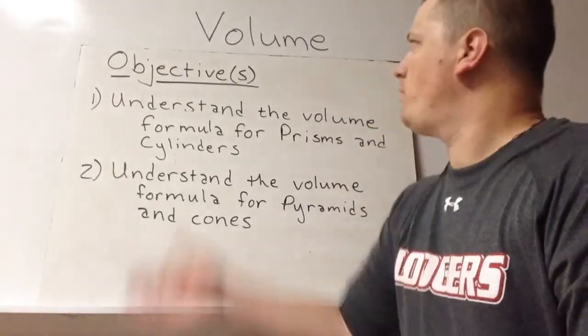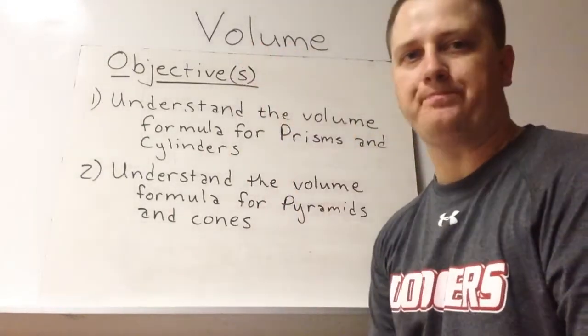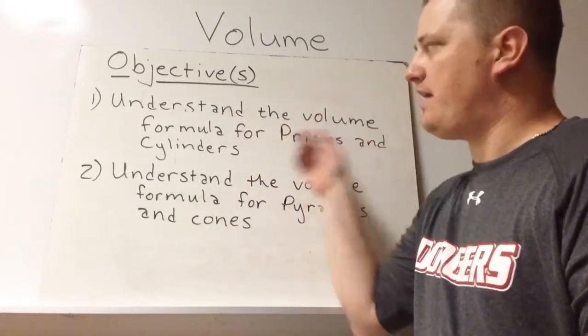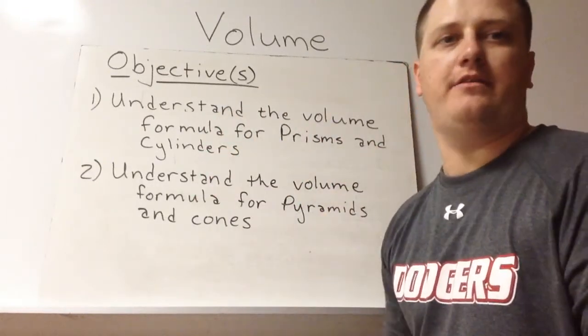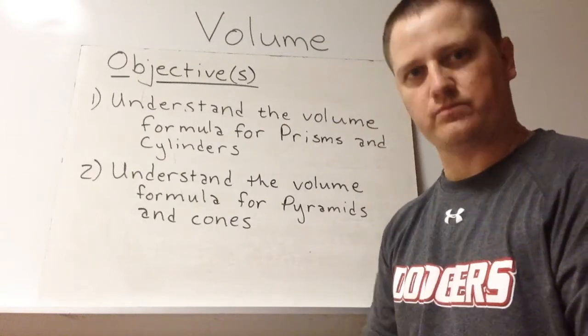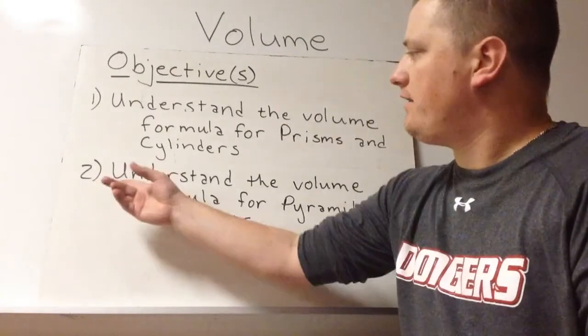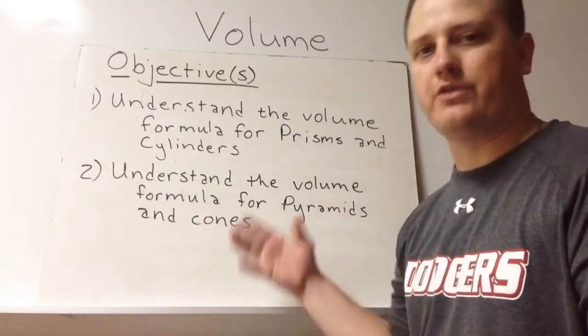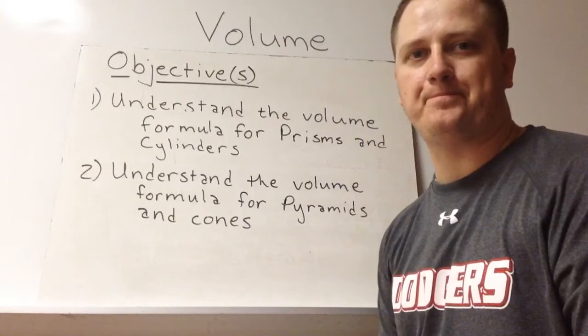In this video, we're going to start looking at volume. Our objectives: understand the volume formula for prisms and cylinders. It's the same for both of those, so we'll go from there. Second, understand the volume formula for pyramids and cones. Again, it's the same for both of them.